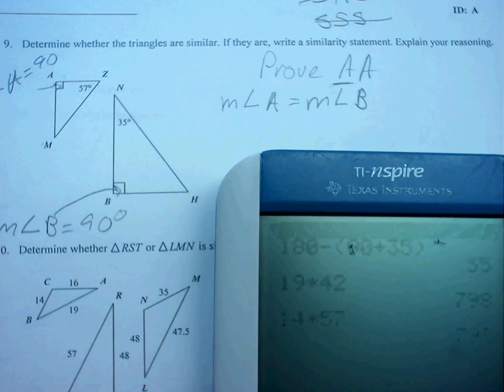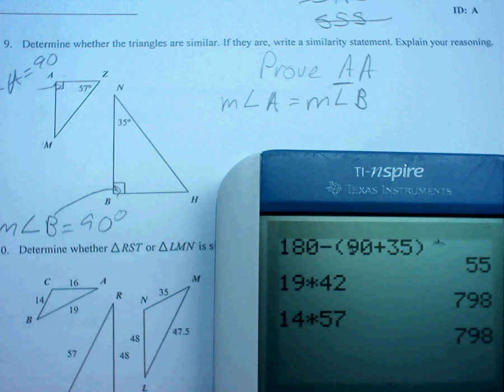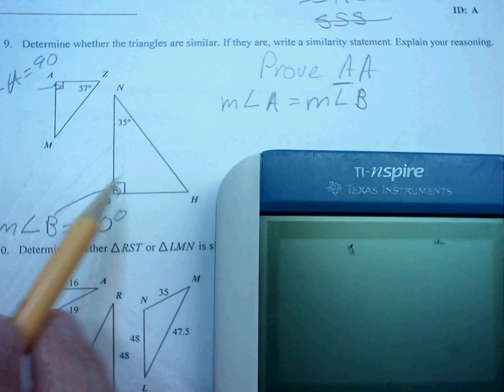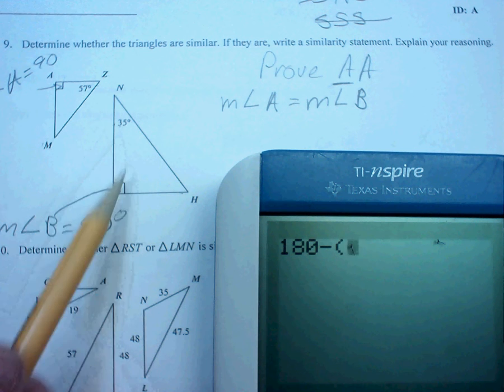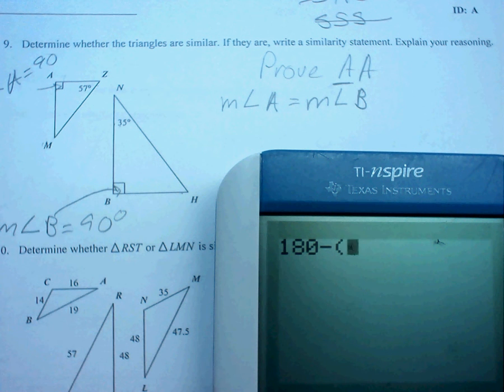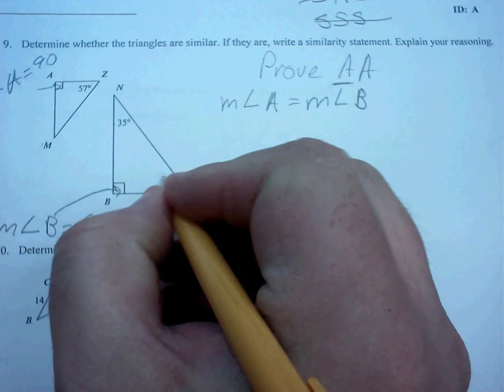So let me show you where that comes from, okay? Because I'm just saying it. I want you to see it. All three of these angles have to add up to 180. So to find this angle, I just say 180 minus the quantity of the sum of these two angles, right? So I'm going to say 90 plus 35. 55. So this is 55.